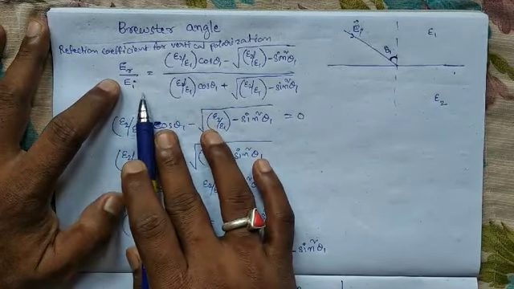ER by EI is equal to epsilon 2 by epsilon 1 into cos theta 1 minus square root of epsilon 2 by epsilon 1 minus sin square theta 1, divided by epsilon 2 by epsilon 1 cos theta 1 plus square root of epsilon 2 by epsilon 1 minus sin square theta 1.